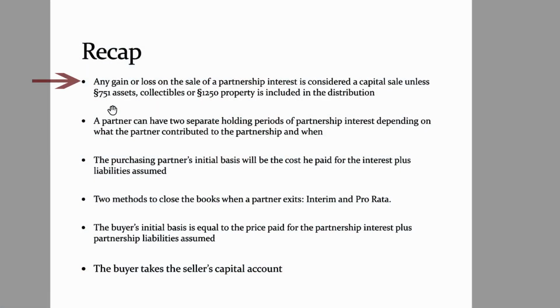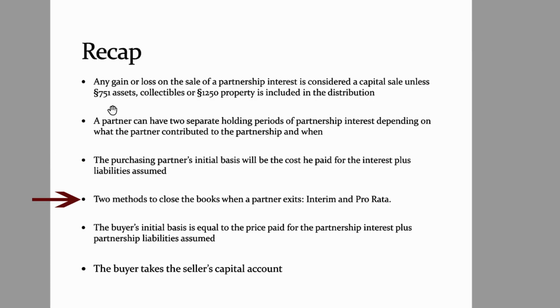Let's see. Leslie, what's this say? Recap. Any gain or loss on the sale of a partnership interest is considered a capital sale unless 751 assets, collectibles, or 1250 property is included in the distribution. A partner can have 2 separate holding periods of partnership interest, depending on what the partner contributed to the partnership and when. Purchasing partner's initial basis will be the cost he paid for the interest, plus liabilities assumed.